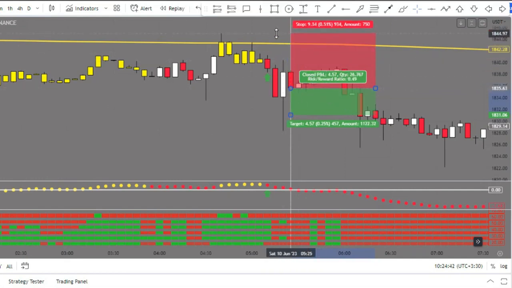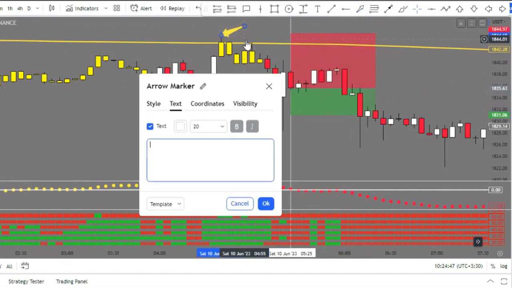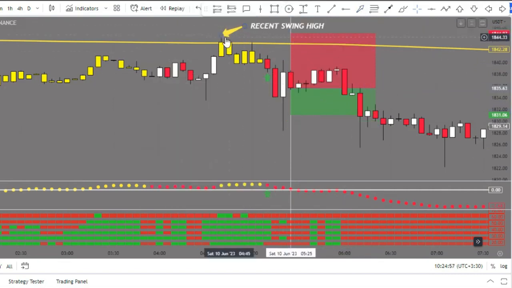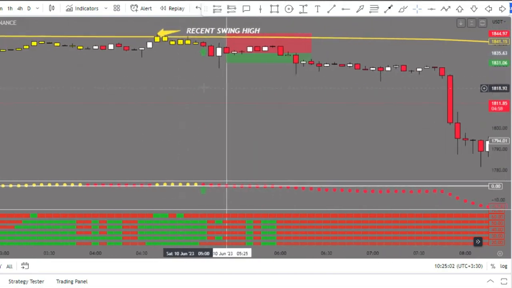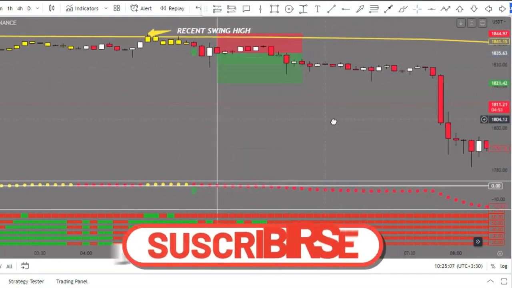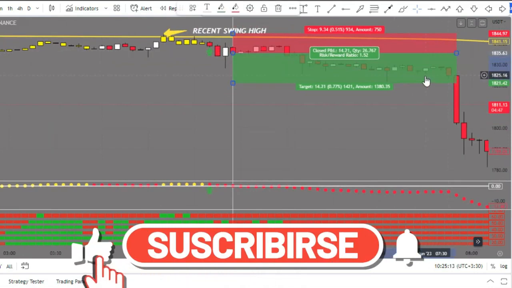Then we have to set our stop loss above the recent peak. And finally, we should lock in gains at the risk-reward ratio of 1 to 1.5.